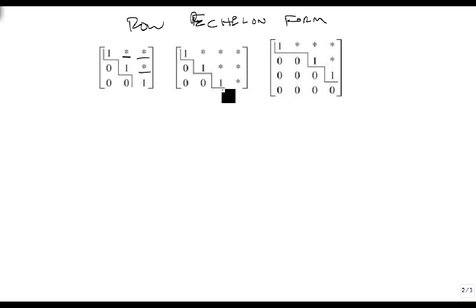This is also in row echelon form because, again, a leading 1 with zeros below it, a leading 1 with a 0 below it, and a leading 1. This extra column, since there's not another row for it, is totally fine to be whatever it needs to be.